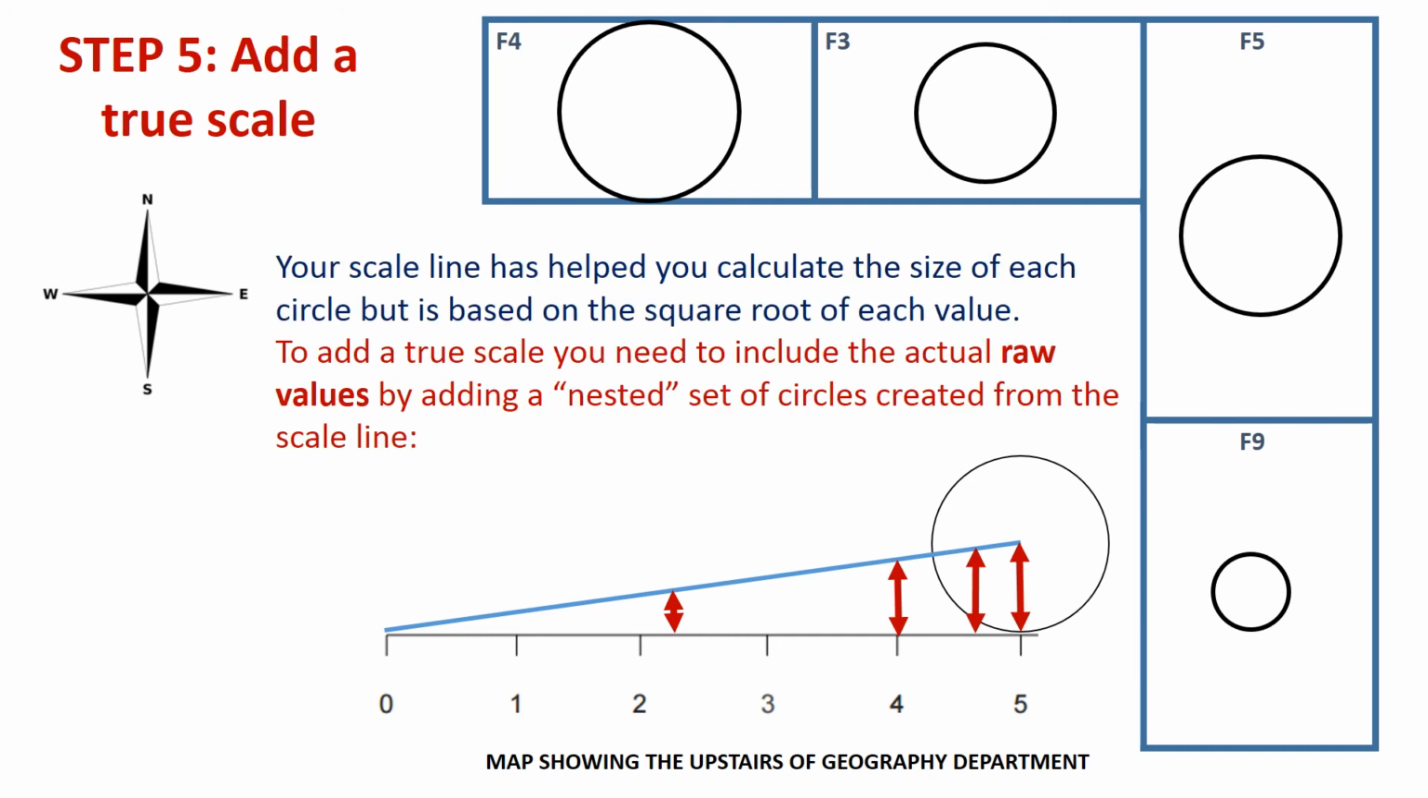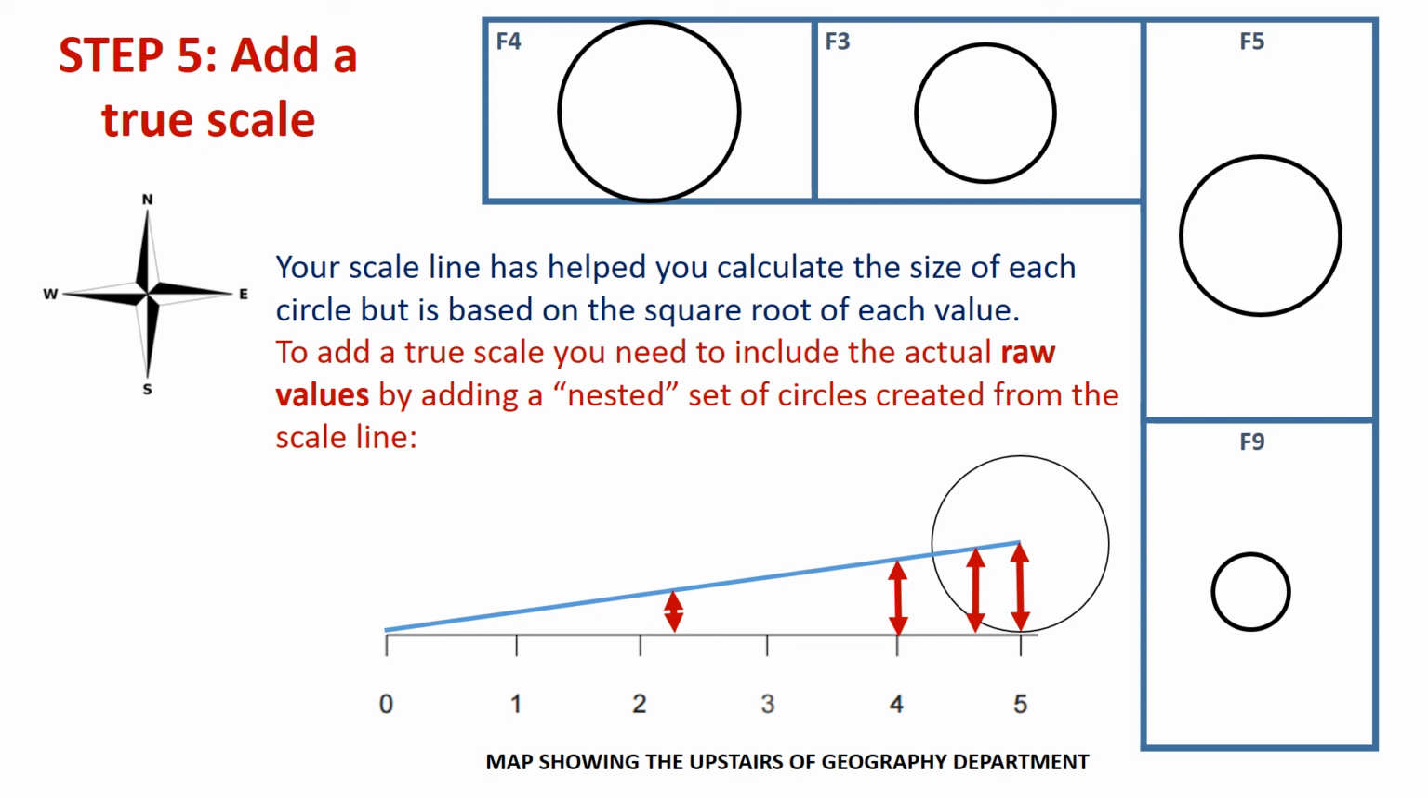The next step is to create a scale. Now so far, the scale line has purely been used to create the circles by identifying the length of the radius for each one. It is not showing the data for the actual value that we are representing. So what we need to do is to create our own set of circles and assign each of them a value, and we can do this by creating what's known as a nested set of circles.